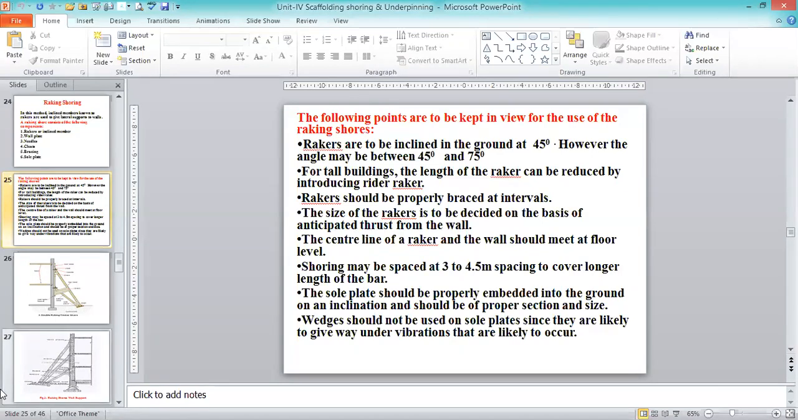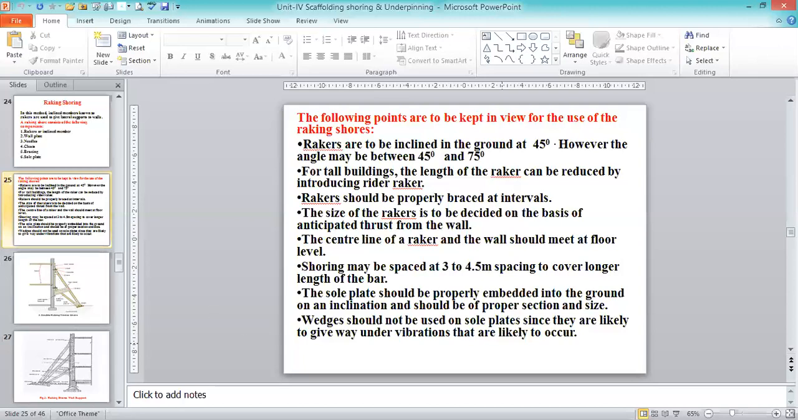What is the racking shore? Racking shore we are going to use for simple structural failures like walls. Walls are going to be bulged out. Cracks are going to develop in the walls, the external walls, and in those circumstances we will go for the racking shore, and we have to do the maintenance or repair work and rebuild work.